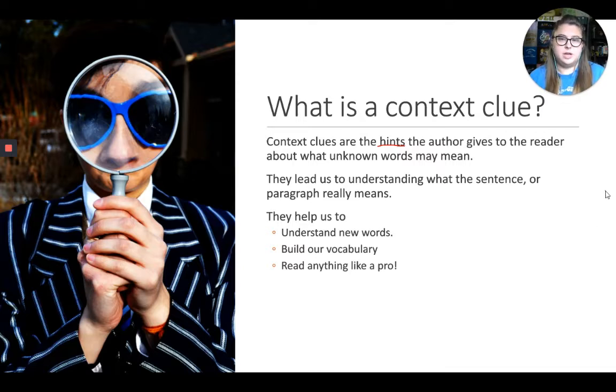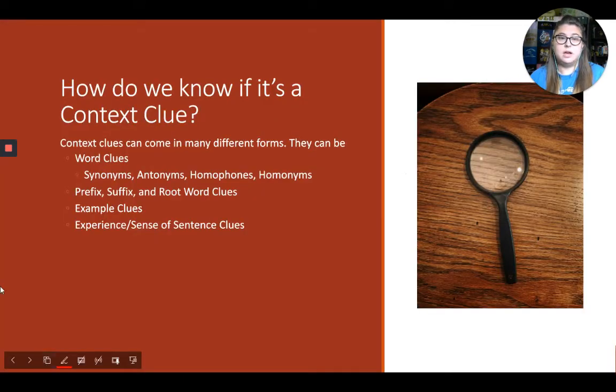The first way is by using context clues in their 4 different categories. The categories are word clues, which include synonyms, antonyms, homophones, and homonyms. We won't be talking about homonyms and homophones today, but if you want some practice with them, we'll get to that a little later. Then we've got word parts, like prefixes, suffixes, and root word clues. And the last 2 kind of go together: example clues and experience clues. We'll talk about those last.